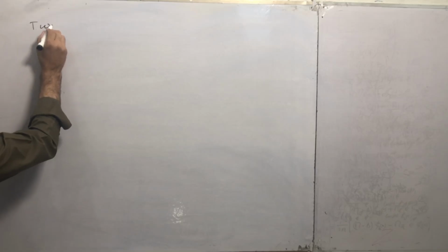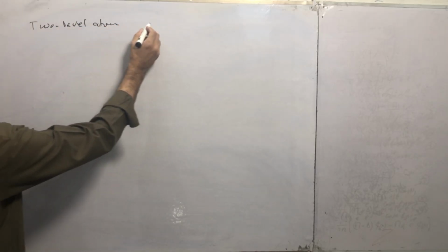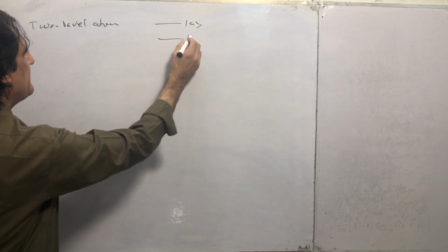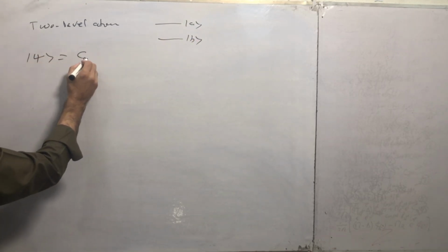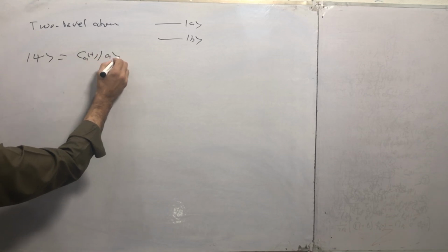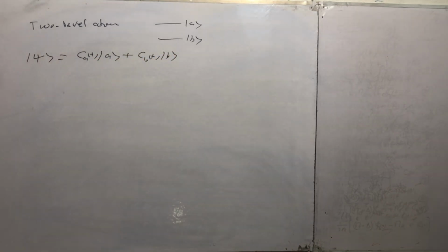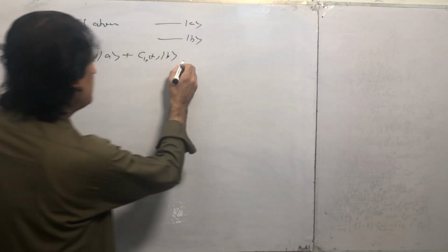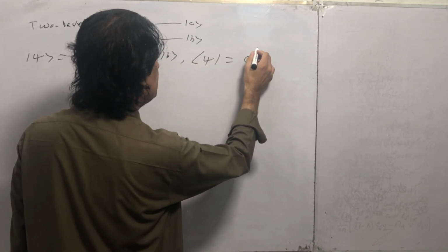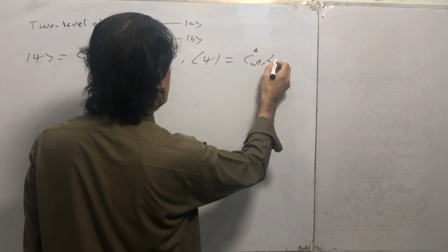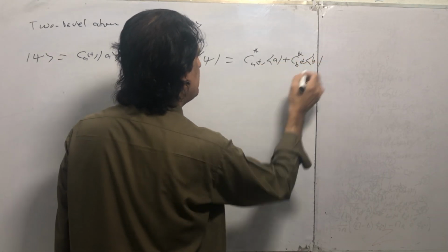Two-level atom. If we have a two-level atom, and this has a state psi equal to Ca of t |A> plus Cb of t |B>, and then <psi| will be equal to Ca of t star <A| plus Cb of t star <B|.